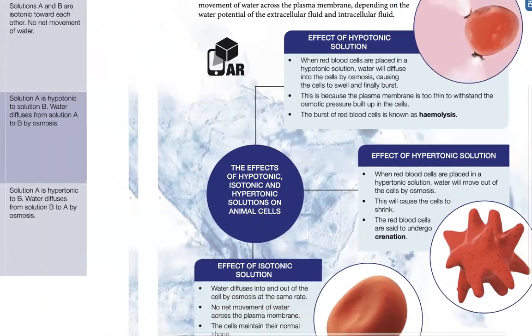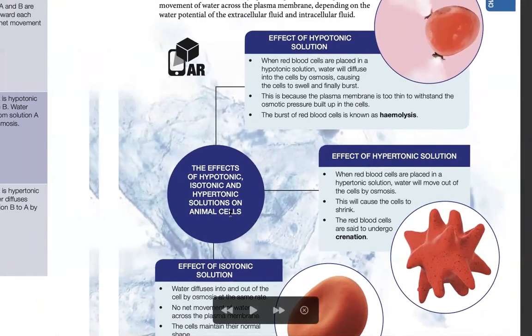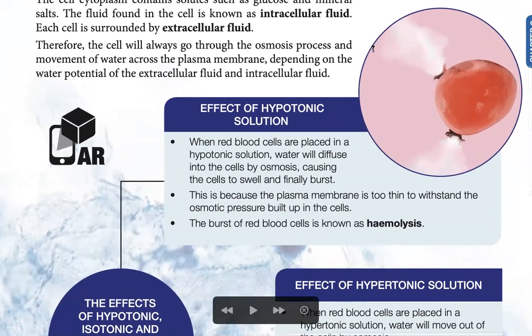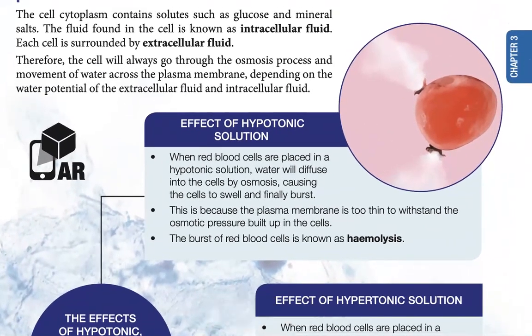Okay guys, so usually in biology, animal cell ni, we use red blood cell. Kita guna sel darah merah. Usually we will use this kind of cell, to study the effect of different solution on animal cell. So jom kita tengok satu-satu ya. Awak tengok the effect of hypotonic solution. Hypotonic solution ni solution yang banyak air. Ada banyak air.